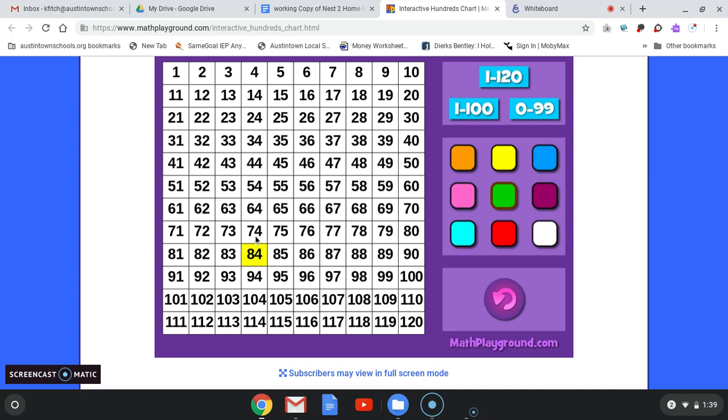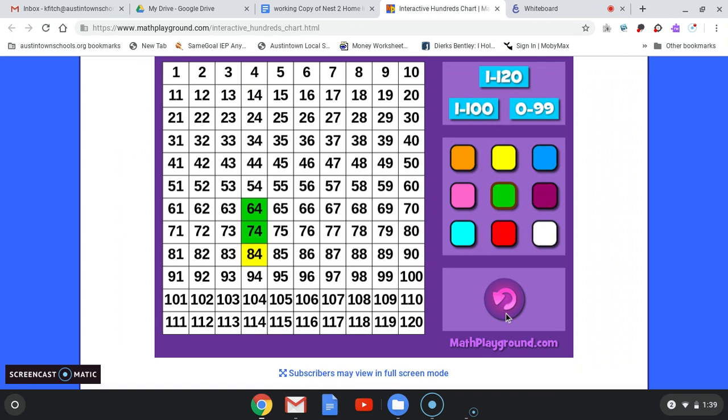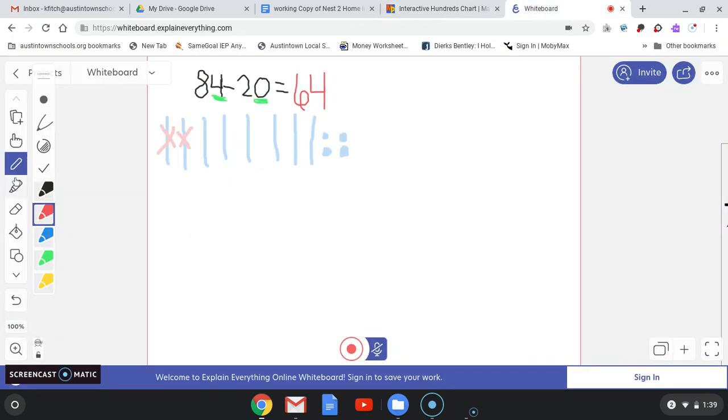We're going to highlight as we go. 10, 20. What was the last number that I highlighted here? Good, 64. And if we look back, what was our answer? 64. So you can either draw a picture to solve these, or you can use the hundreds chart here. All right, let's do another one of these.